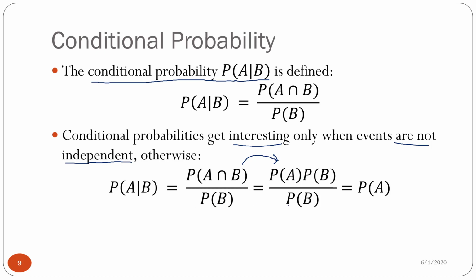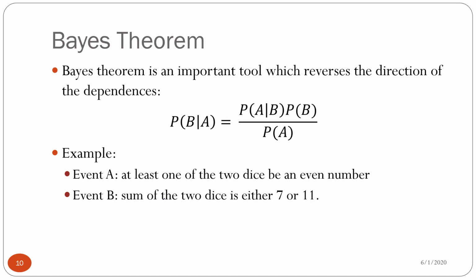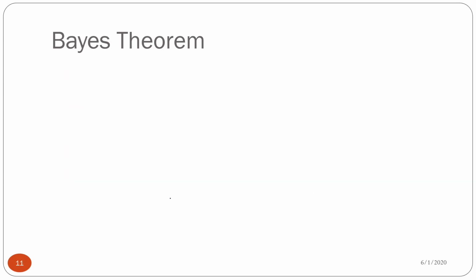Then you have the probability of B in the denominator. This cancels out. So the conditional probability of A given B is the same as the probability of A. The information you are getting after the event B has happened has nothing to do with A. This fact that the conditional probability of A given B is the same as the probability of A means that the event B happening has no impact on A. So A and B are independent events.